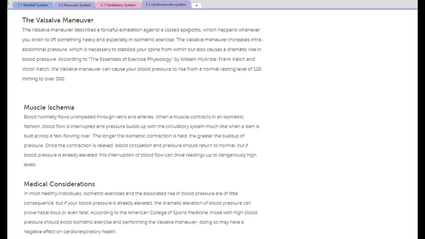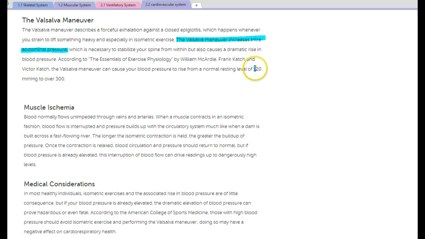Now, this happens whenever you strain to lift something heavy, and especially in isometric exercises. The Valsalva manoeuvre increases intra-abdominal pressure, which is necessary to stabilize your spine from within. So that's stabilizing our core. So engaging core muscles does that. But it also causes a dramatic rise in blood pressure.